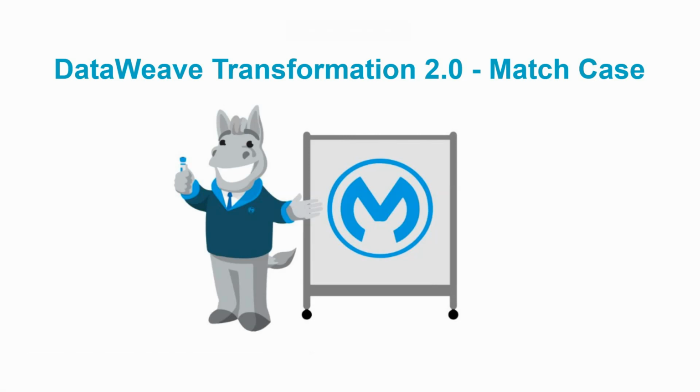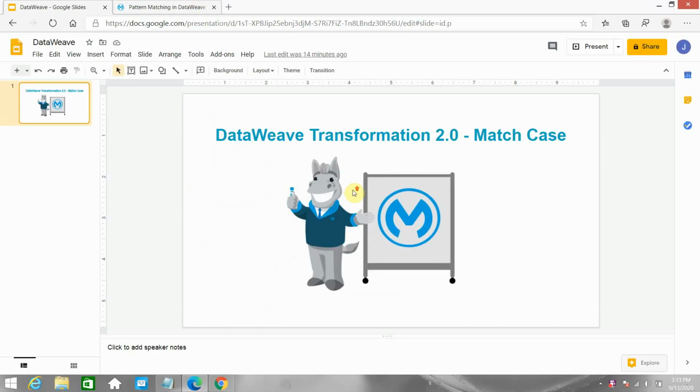In this video, we are going to see what match case is in the DataWeave transformation. Match case is similar to the switch case which we have used in languages like Java, C#, or C++. Okay, so let me move to the MuleSoft documentation.